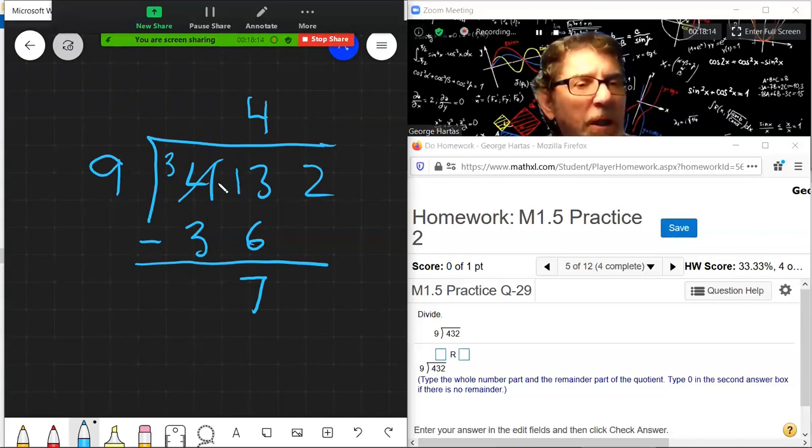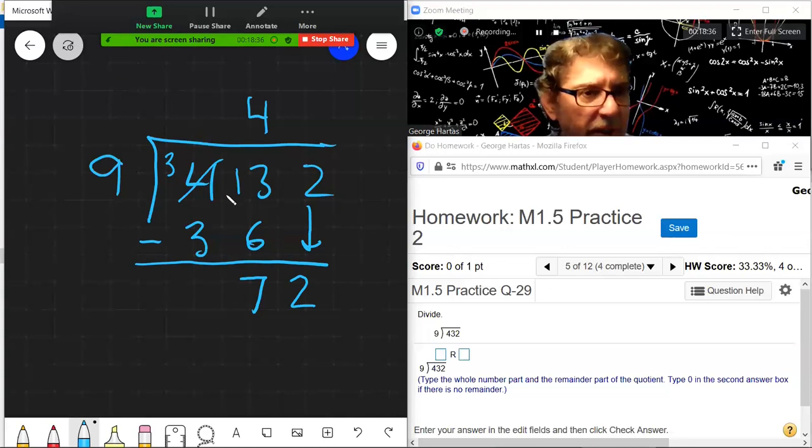Okay, so step 4, and we said it's to bring down the next number. So bring down the next number. So now this turns into a 72. We finished all 4 steps. What do we do? We go right back to the top again. Step 1, which is divide. So the first time you divide, you divide into the box. After the first time, you divide downwards, down here.